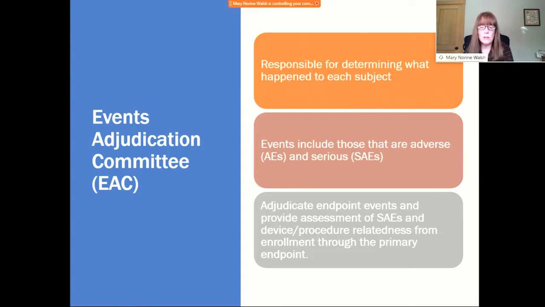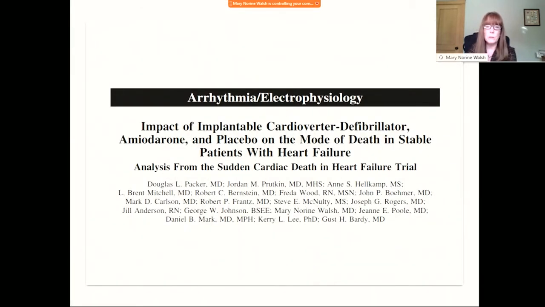A death is always one of the most adjudicated events. In some trials, it's important to determine what caused the death, whether it was cardiovascular or not. So the Events Adjudication Committee is separate from the steering committee as well.